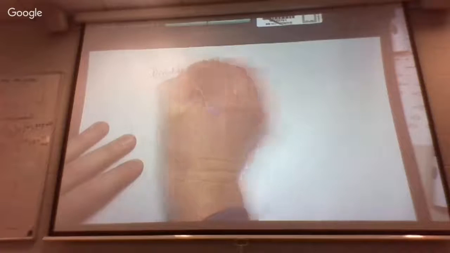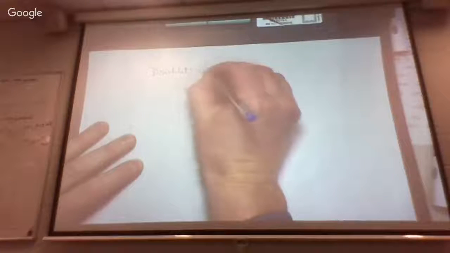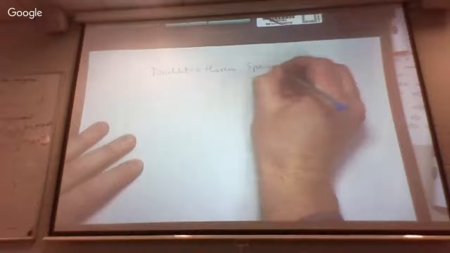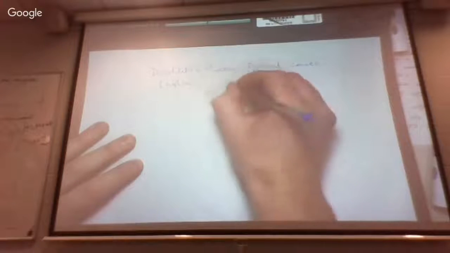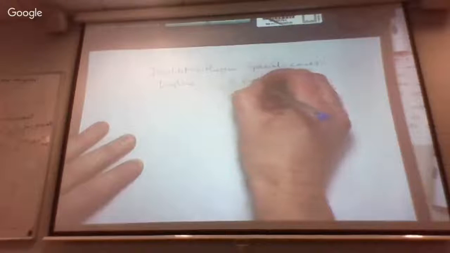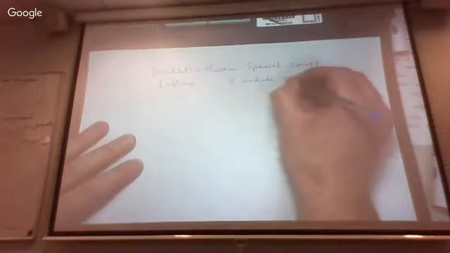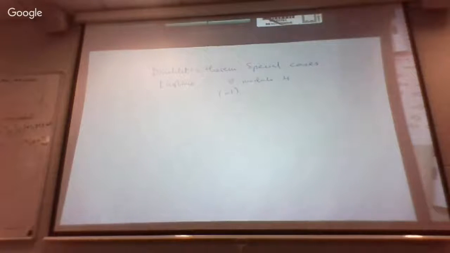So last time we saw the special case of 3 mod 4, three modulo 4, or we actually tackled it as -1 modulo 4. 3 is congruent to -1 modulo 4.